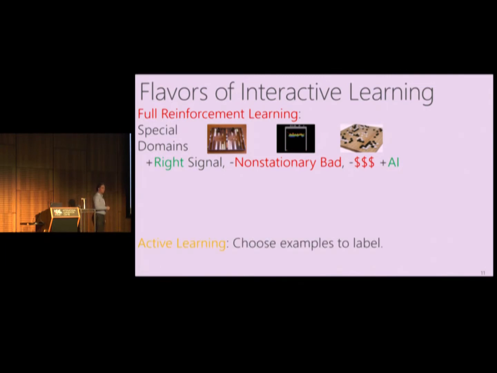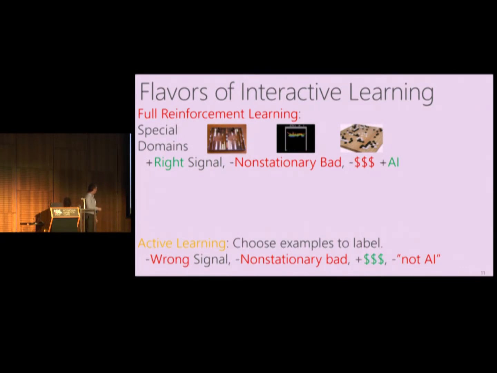So on the other extreme, there's active learning. In active learning, the learning algorithm is choosing which examples to label. Right, so this is a very straightforward modification of supervised learning, where instead of having the labeled examples chosen for it, the learning algorithm is participating in that process. So that's nice. This has the wrong signal problem. That's kind of an issue.